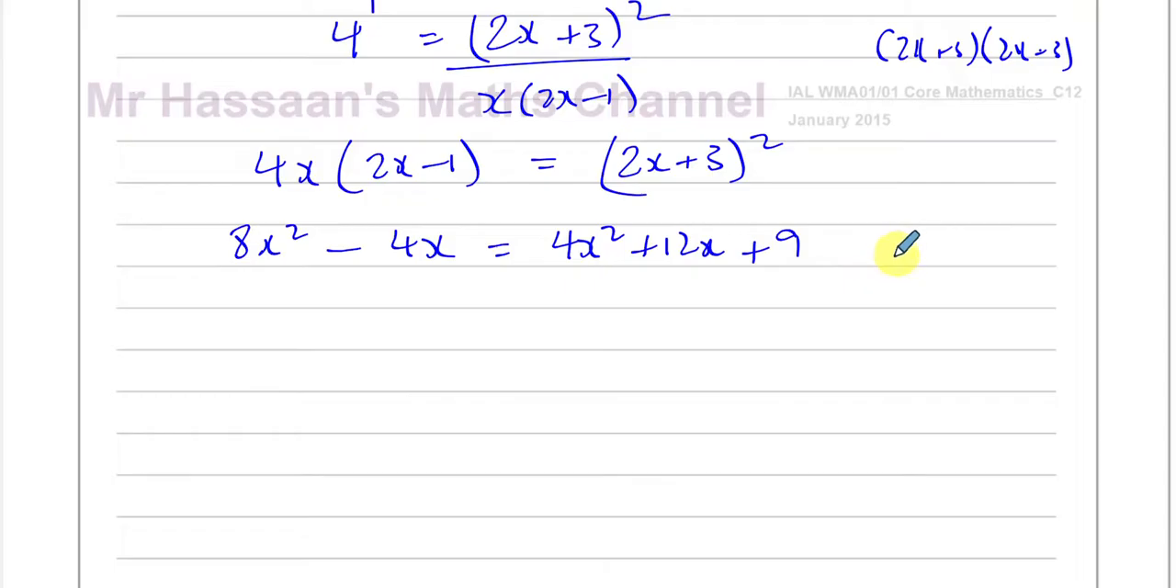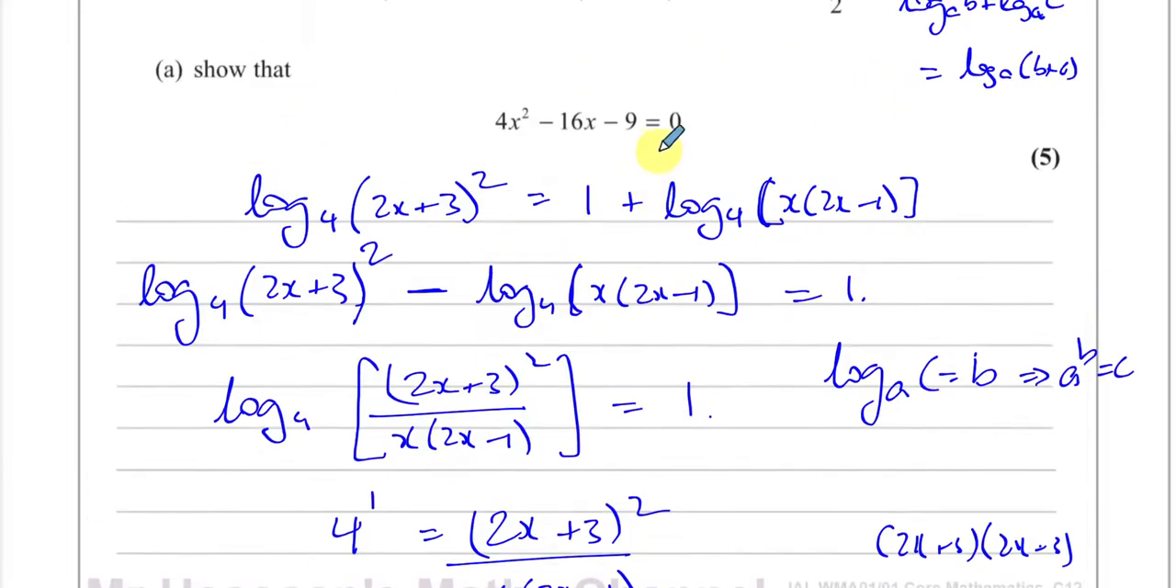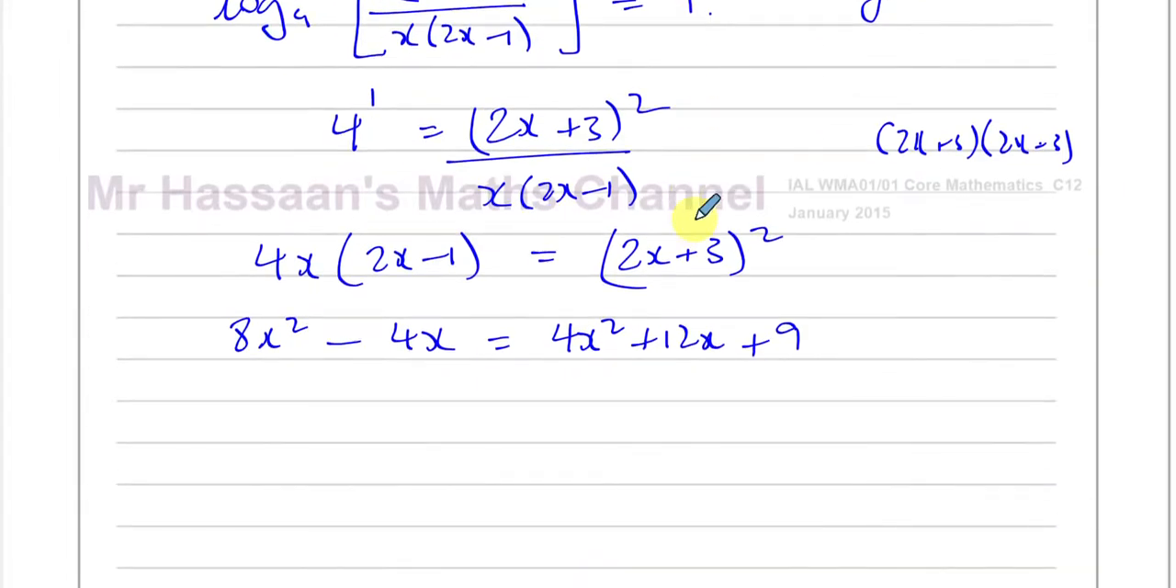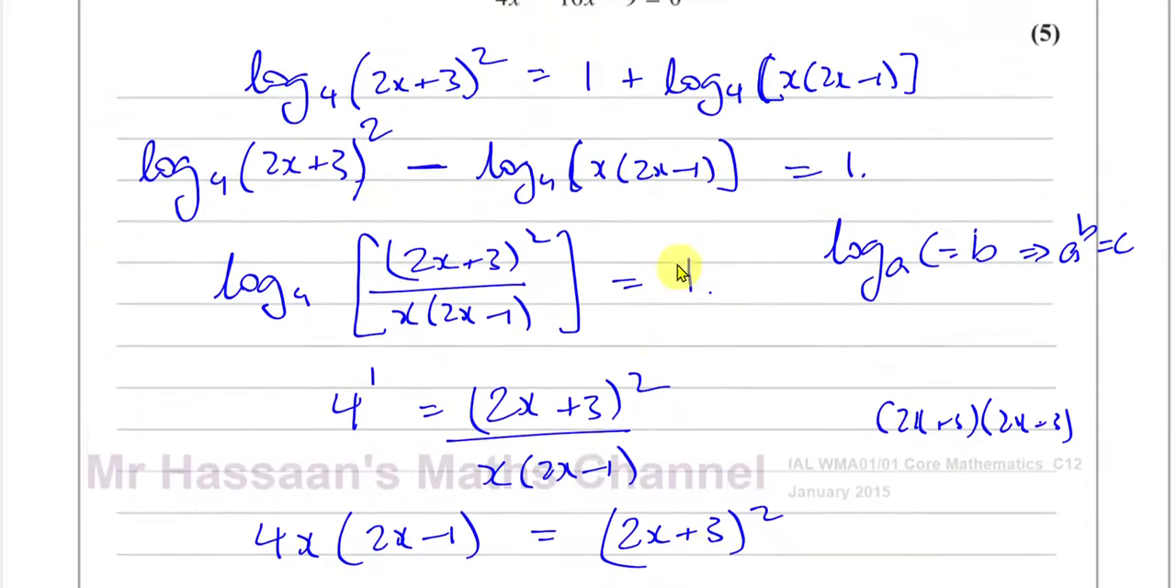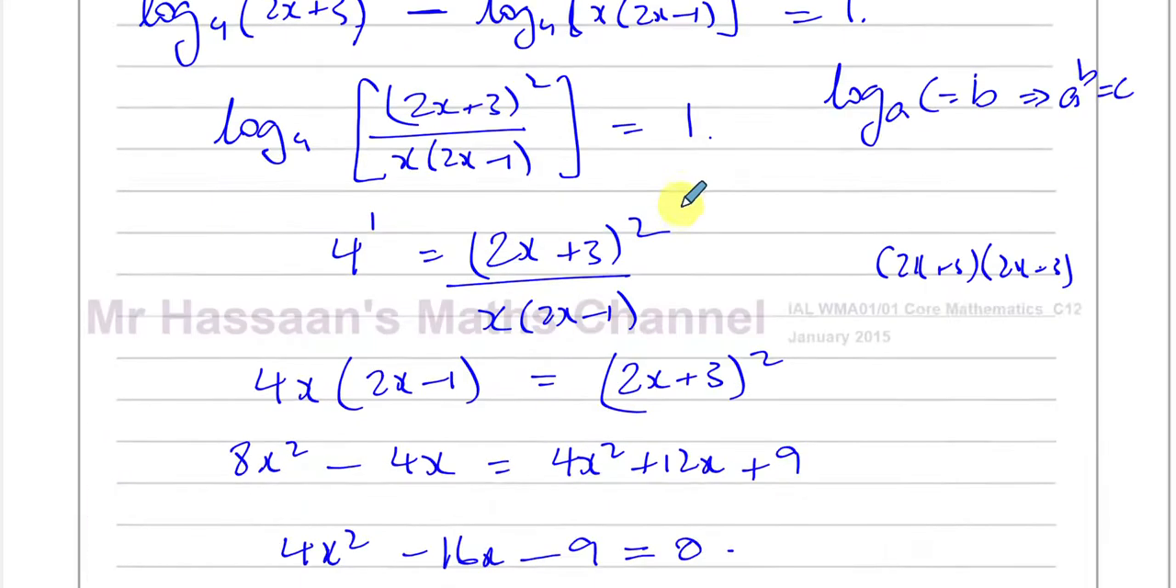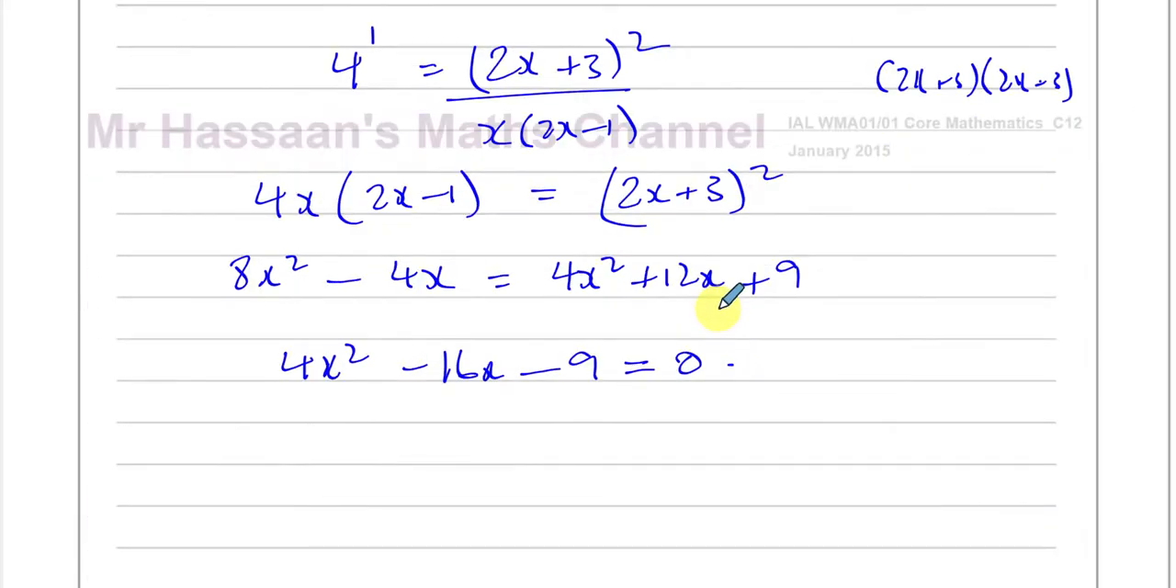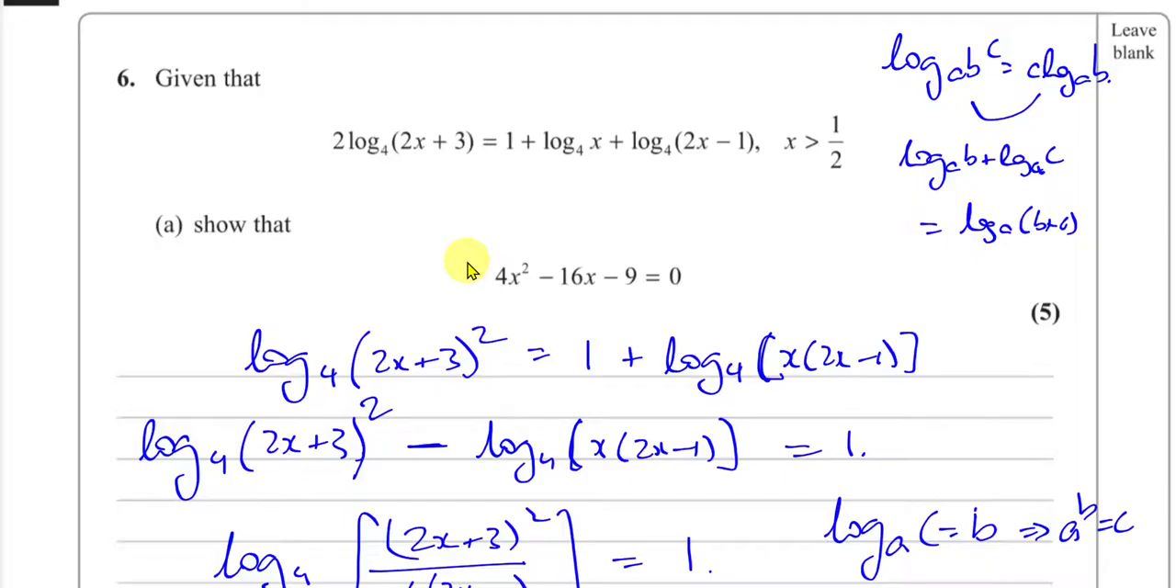So now we can see if we rearrange this to bring everything on one side, as we have to show here, as equals 0. So I have 8x squared minus 4x squared, which is 4x squared. I have minus 4x minus 12x, which is minus 16x. And I have a minus 9 equals 0. And that's as required. That's exactly what we had to show. All right, so there's part A of this question.